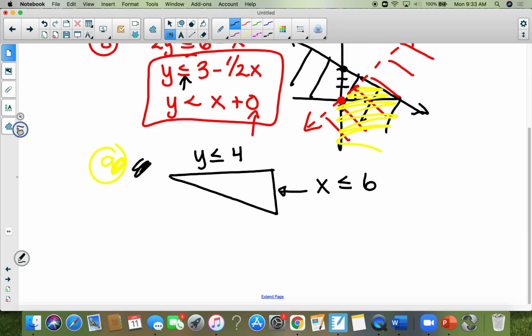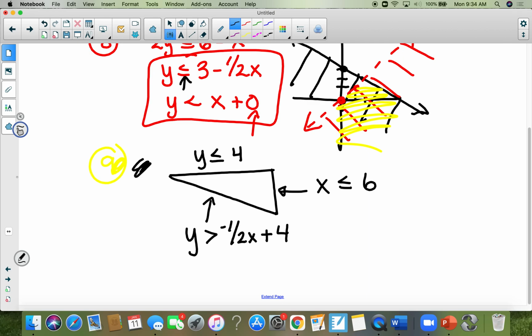So number 9, I did the vertical line, I did the horizontal line, and now I'm going to do the diagonal line. Y is greater than, only because it's a dotted line. And I know that this line goes through 4, which is called the y-intercept, +4, and has a slope for number 9 of -1/2.